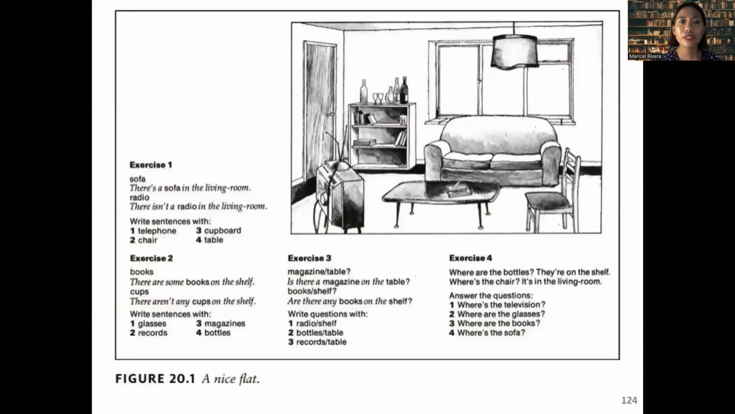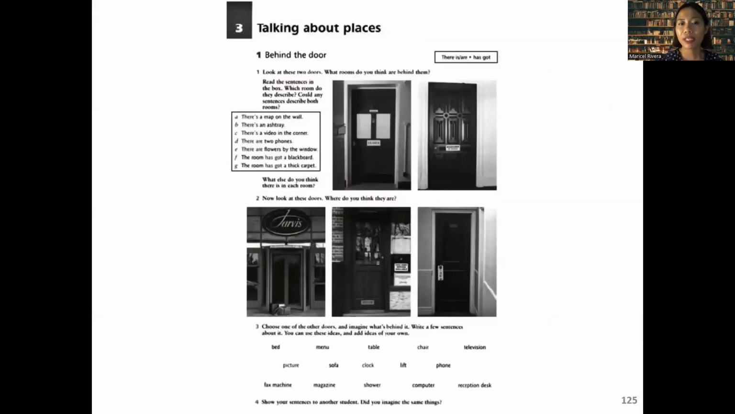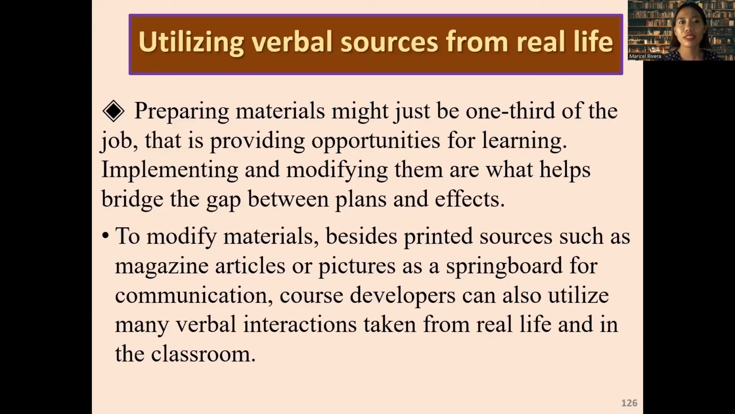So for example, exercise 1. This is taken from a coursebook. There is a sofa in the living room. There isn't a radio in the living room. So this could be like, you have to describe it. You have to describe that. It's a nice flat, no? And then talking about places is also another example of an activity.